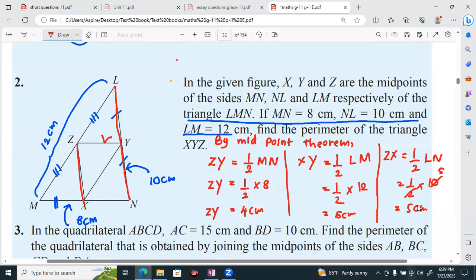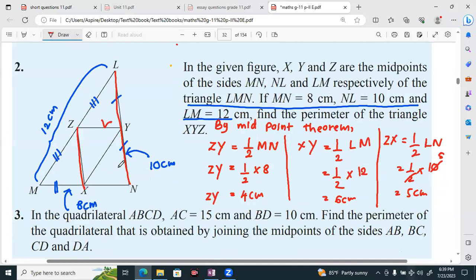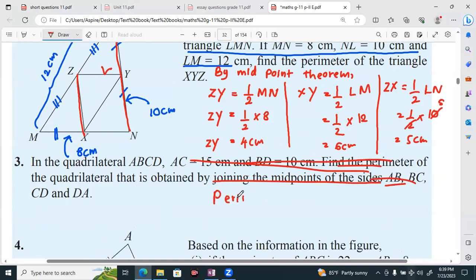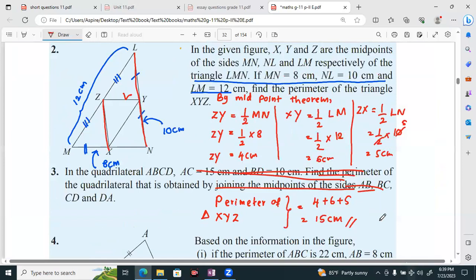After we find all the lengths of triangle XYZ, now we can find the perimeter. Okay, I will write the perimeter here. Perimeter of triangle XYZ is equal to 4 add 6 add 5. It is 15 centimeters. Okay, very easily we can find the answer. Write down.